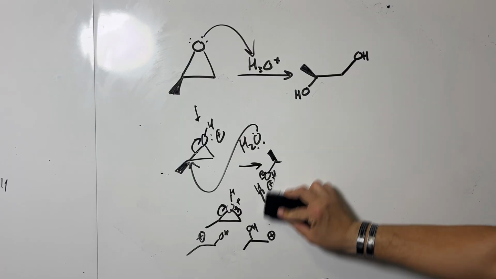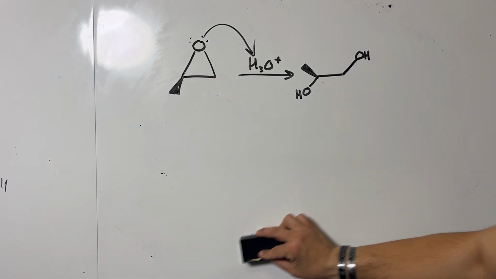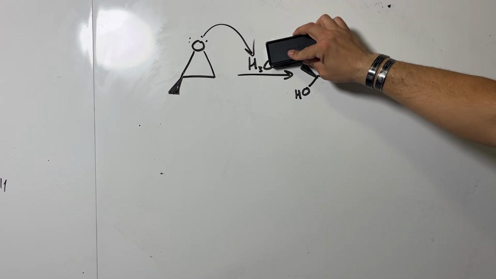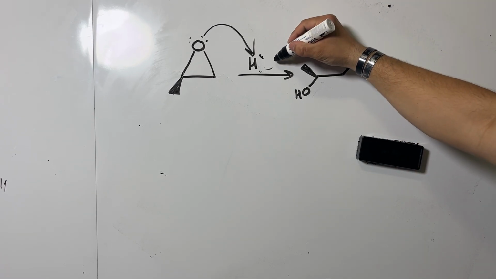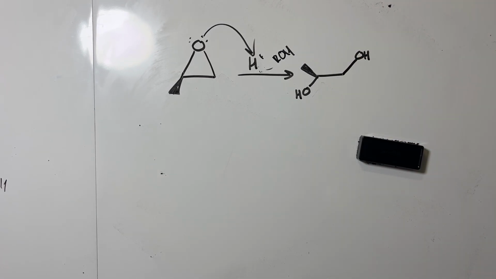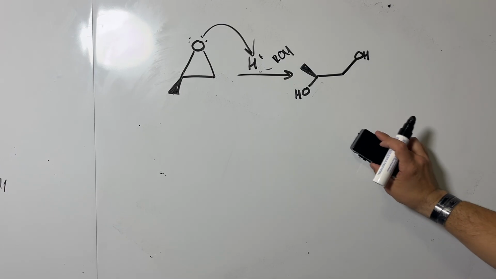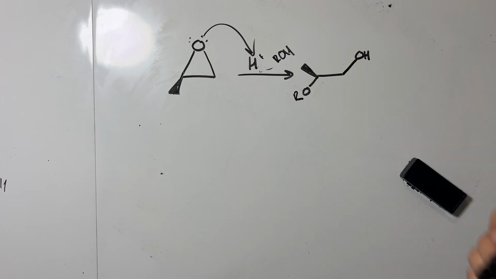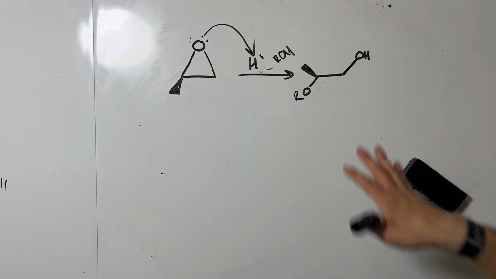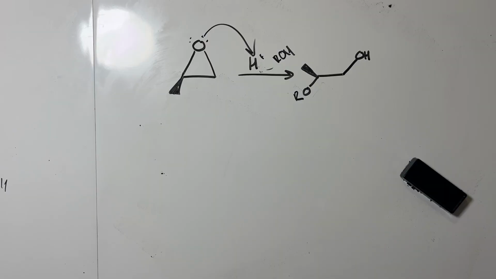Now you can also do this with an alcohol. So we'll say H plus, and we'll say ROH. Just keep it a generic alcohol. What's going to happen? You're going to go through the same mechanism, except now you're just going to make an alkoxy alcohol. It's an ether and an alcohol. That's what you're going to do. And so yeah, that's too easy.